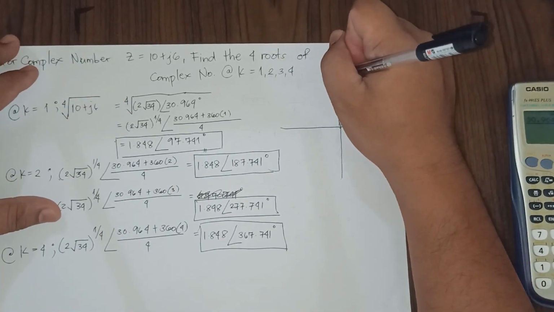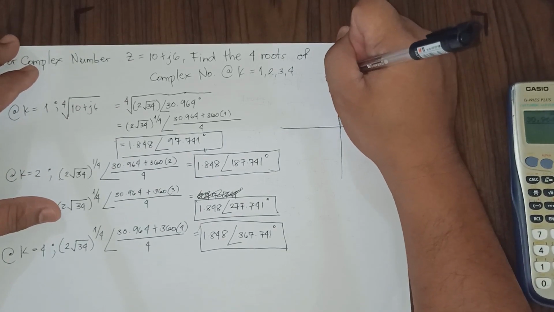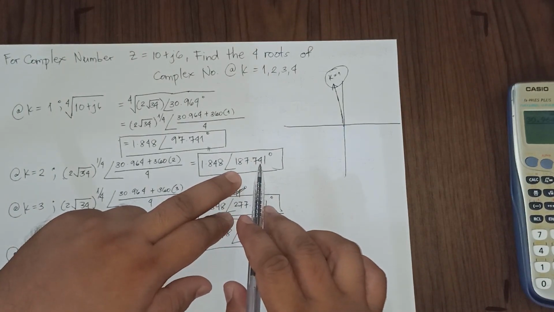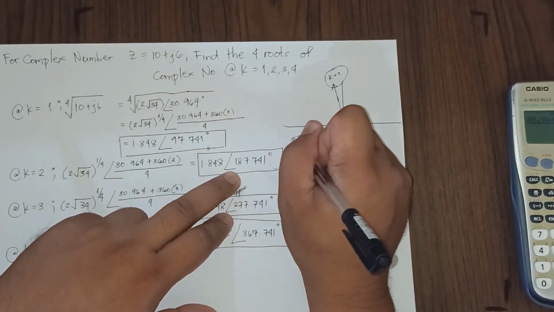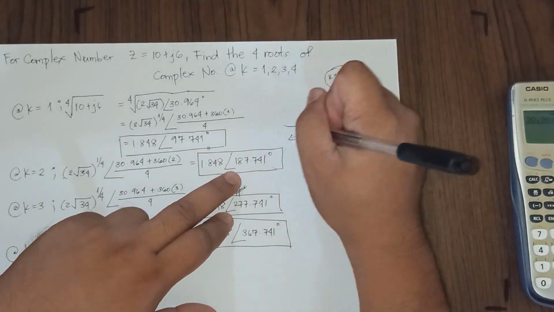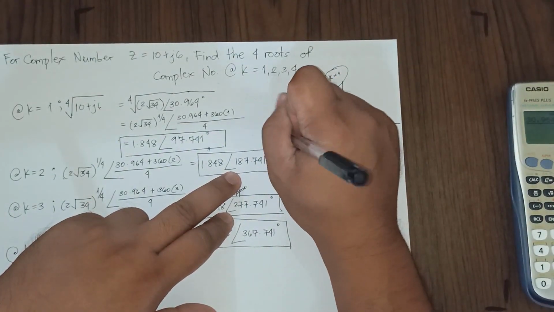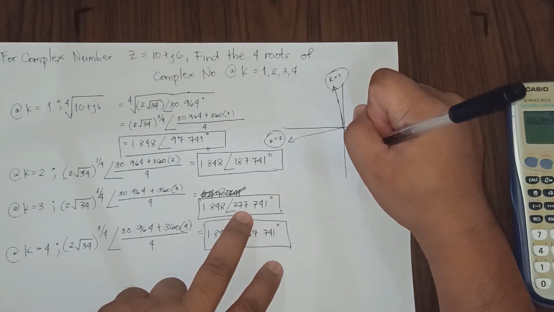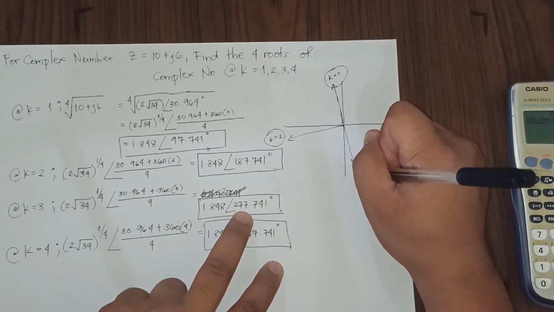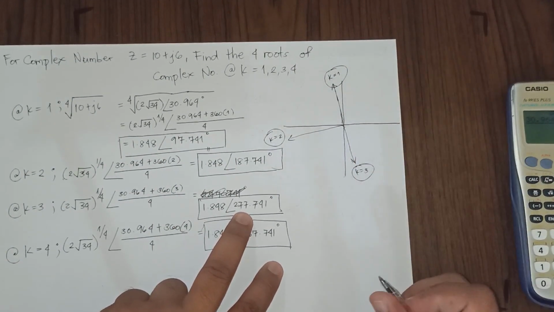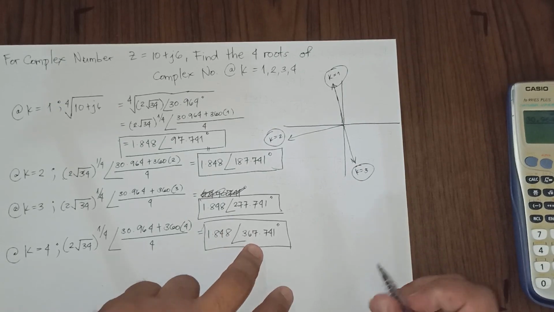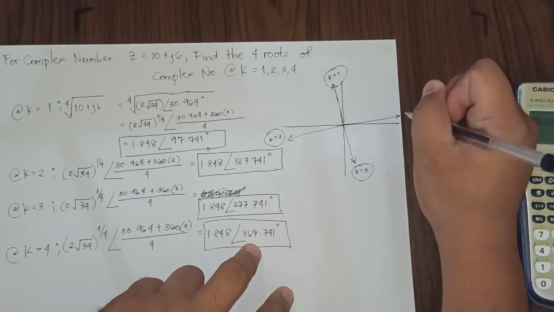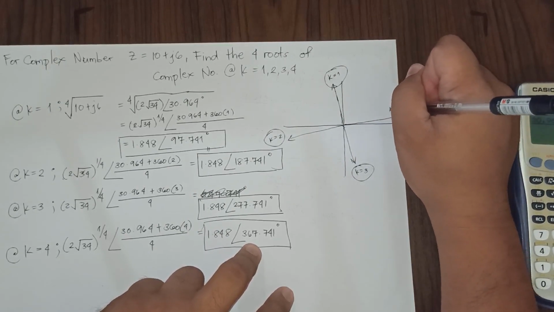That is at k is equal to 1. What is 187.741? It is here. That is k is equal to 2. 277.741 is here. That is k is equal to 3. And we have 367.741. If this is 360, then it is probably there. And that is k is equal to 4.